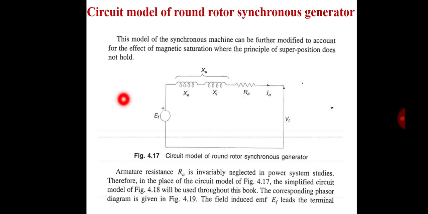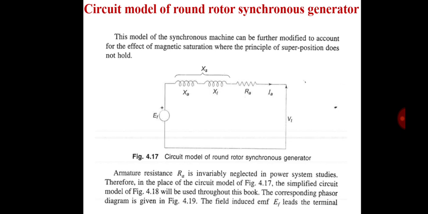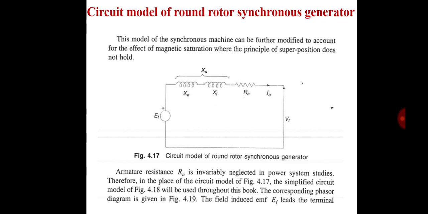Here XS is included and also RA is included. Consider XS equal to XA plus XL. So the equation becomes Vt equal to EF minus j XS IA minus IA into RA. This model of the synchronous machine can be further modified to account for the effect of magnetic saturation, where the principle of superposition does not hold.